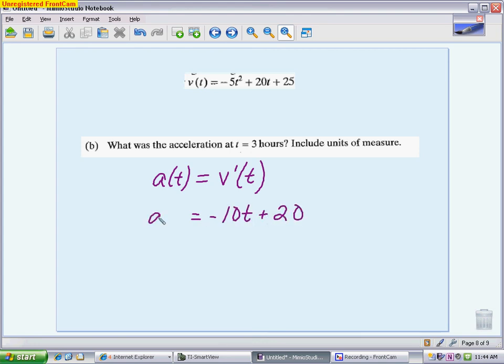I wanted to know the acceleration at time 3, so I'm going to put 3 in: negative 10 times 3 plus 20, which is negative 30 plus 20, which is negative 10. The unit for acceleration is miles per hour squared. You could also write, and I've seen the AP write it, miles per hour per hour.